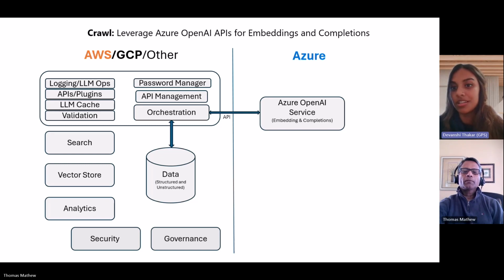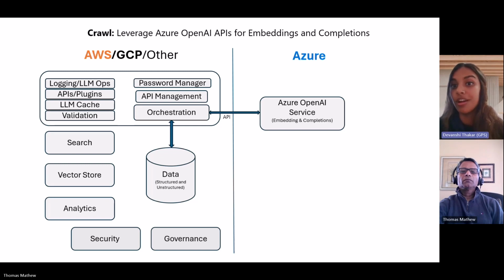For instance, cognitive search has RBAC, role-based access control, for document-level security. And you have the content filtering service, which allows you to evaluate both the prompt and the completion data in real time to check for harmful content types.